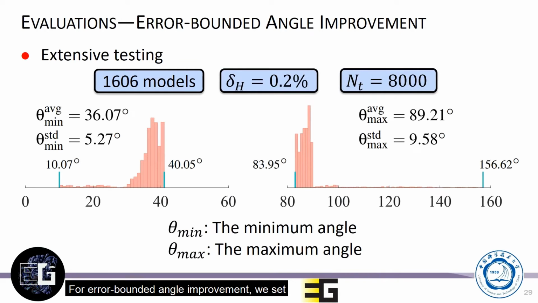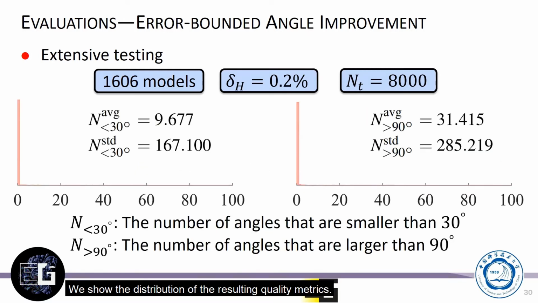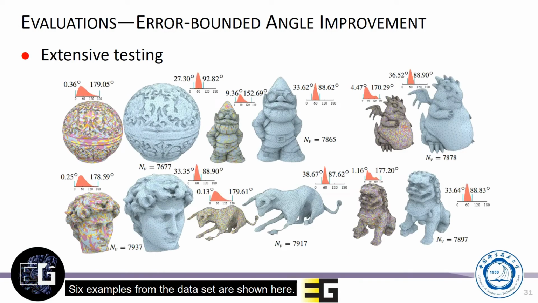For error-bounded angle improvement, we set the Hausdorff distance bound as 0.2% and the specified number of vertices as 8,000. Our method succeeds in improving both small and large angles while meeting the hard constraints for all models. We show the distribution of the resulting quality metrics. 6 examples from the dataset are shown here.